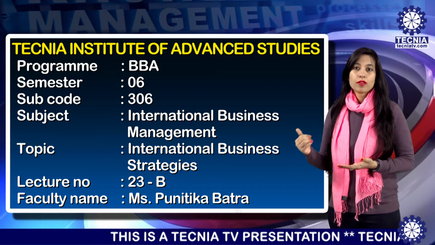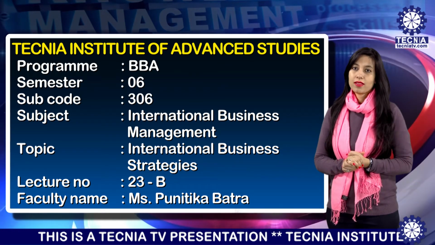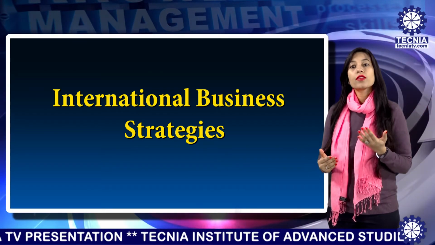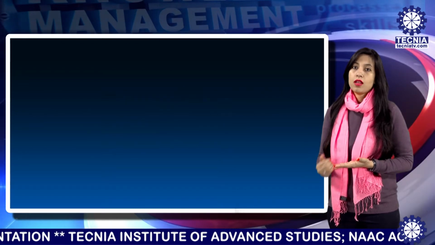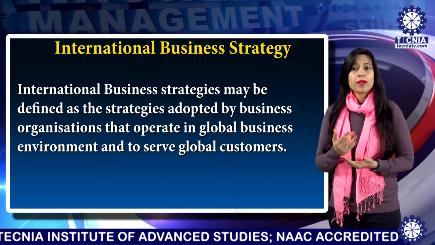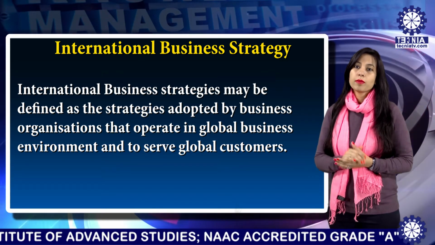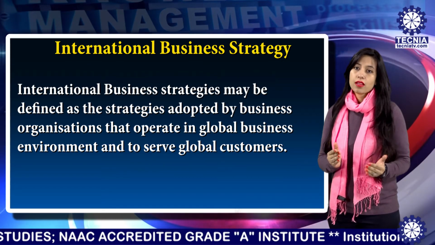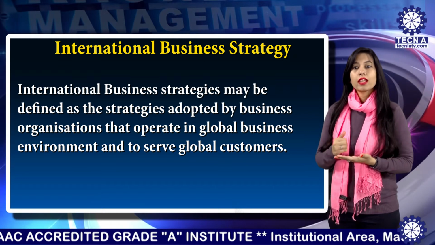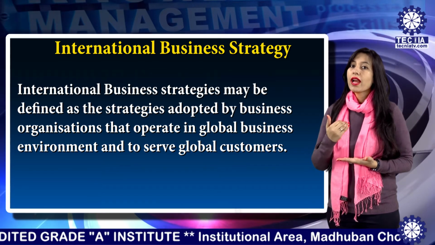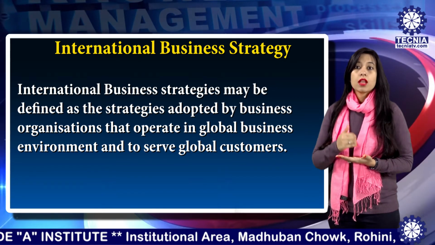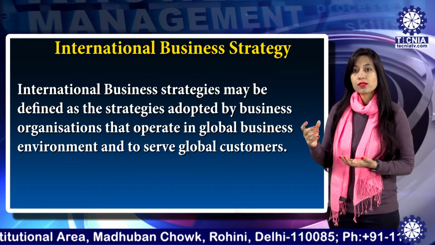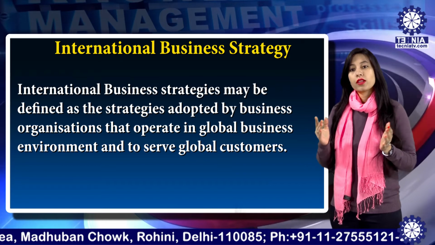About what are the types of international strategies we have in global business environment. Strategy is defined as an action carried out over a period of time to achieve a particular goal. International business strategies may be defined as the strategies adopted by business organizations that operate in global business environment and that serve global customers. They take into consideration all the internal and external business environment factors. International business strategies are the action plans that guide commercial transactions taking place between entities in different countries.